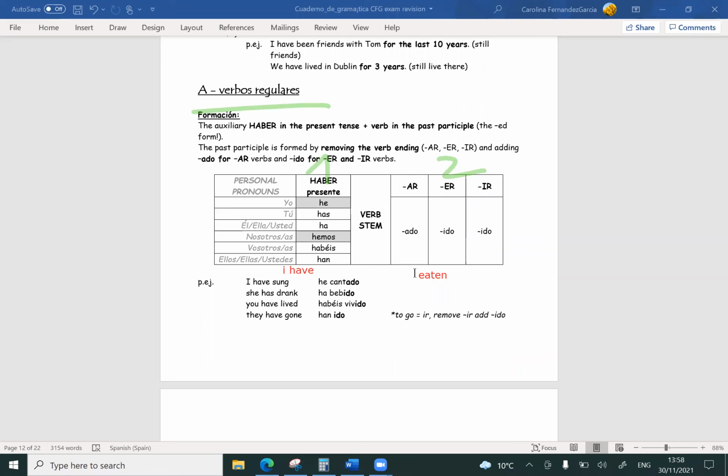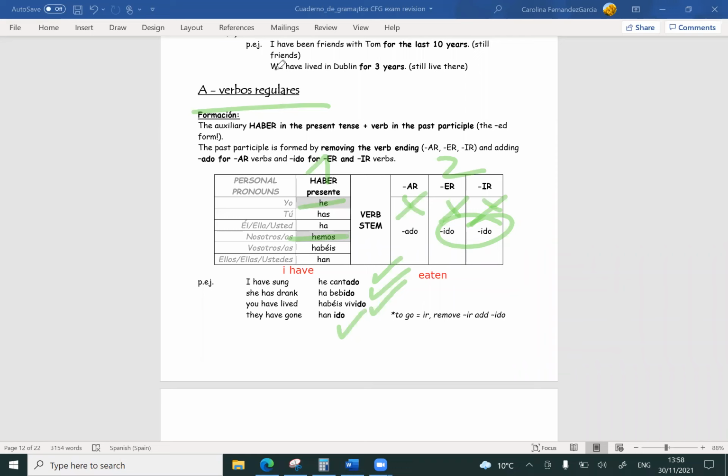So we really need to know the endings here. He, has, ha, hemos, habéis, han. Those ones are the most important ones, the ones that come up a lot. And after that, the endings. If it's AR, you get rid of the AR and you add ado. If it's ER or IR, you get rid of that and you add ido. Let's have a look at a few examples. He cantado, ha bebido, habéis vivido, han ido.